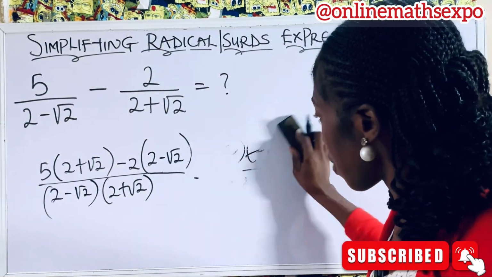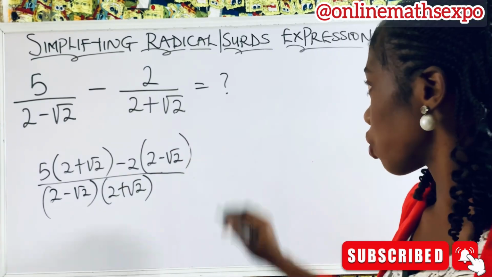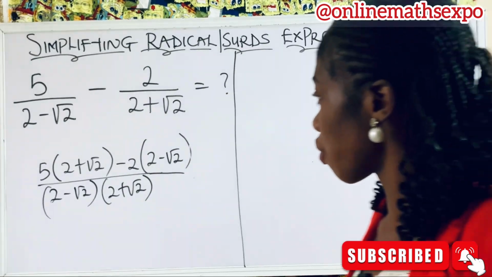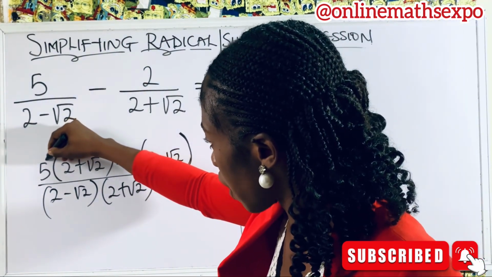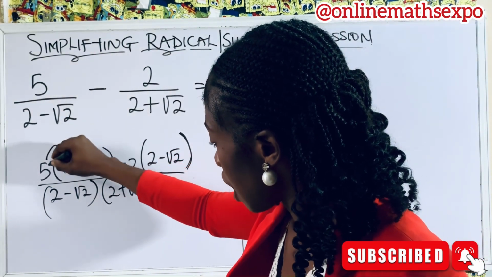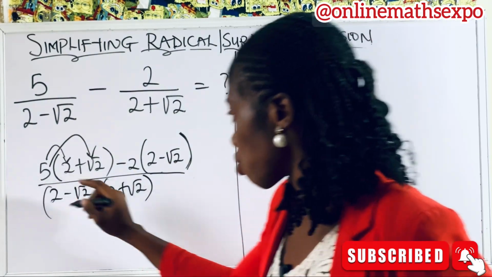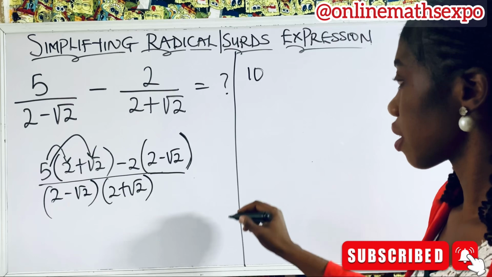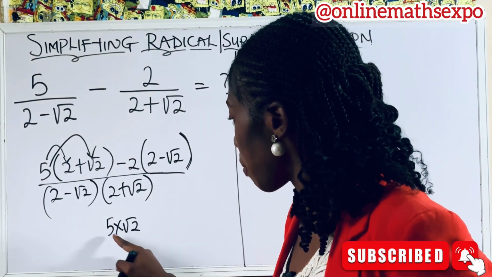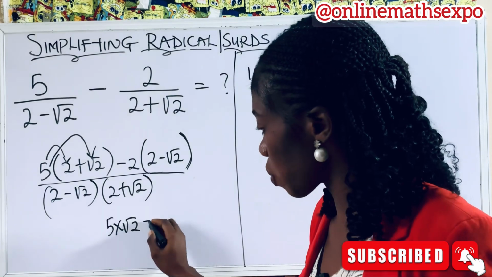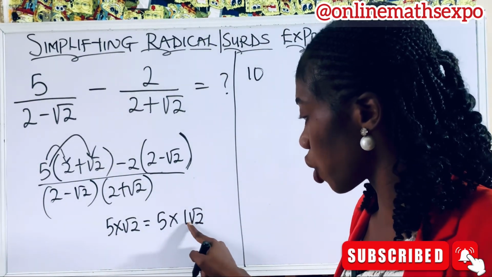So what do you do now? You're going to simplify further. You're going to open up the bracket. So watch how we do it. To open up this bracket, use this 5 to multiply this and also use it to multiply this. So 5 multiplies 2 will give us 10. Then 5 multiplies root 2. You know, you are multiplying this. When you have 5 multiplies this, it means 5 multiplies 1 root 2. Okay, the coefficient is 1.